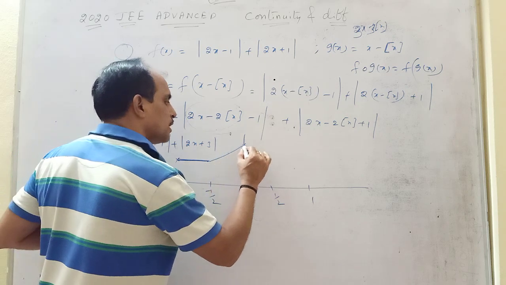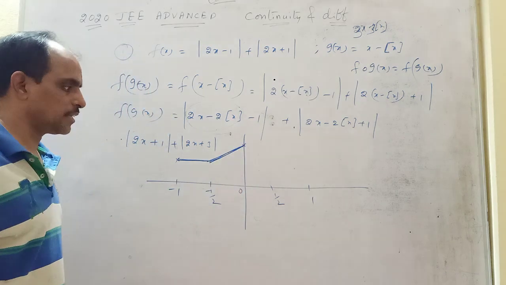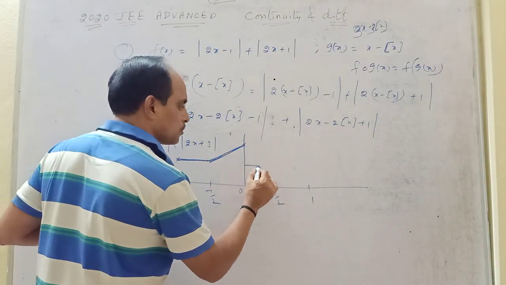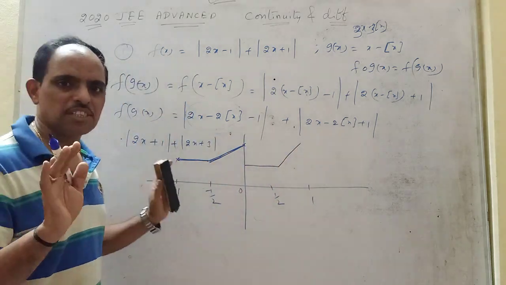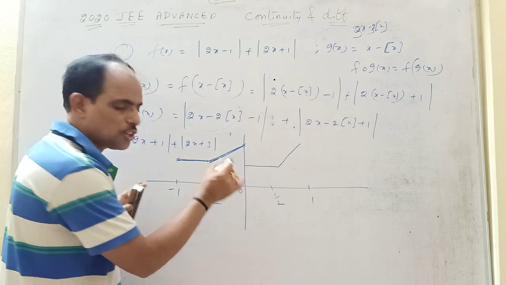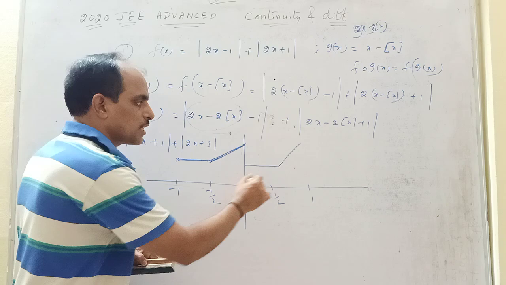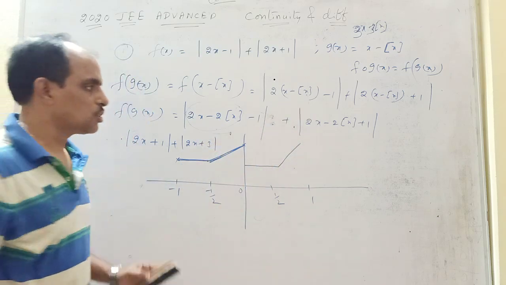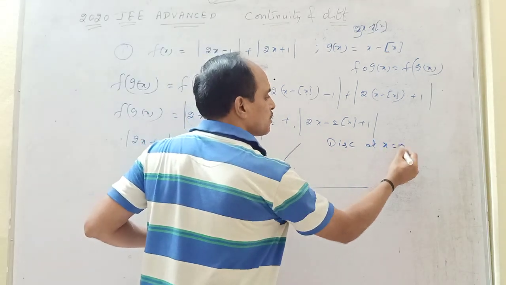So the graph increases like this. This is a straight line. You don't draw a curve, this is a straight line. Again the same values will come like this. This will be the graph. Okay? It's a very simple question. Now you see, it is discontinuous at 0. It is a discontinuous graph, not a continuous graph. It breaks at x equal to 0. So discontinuous at x equal to 0.